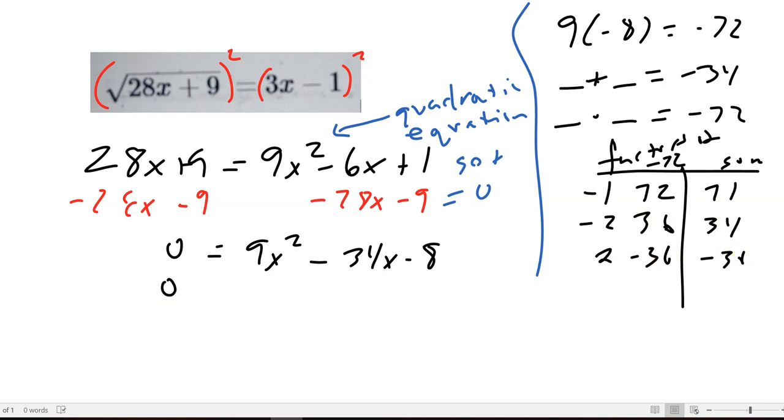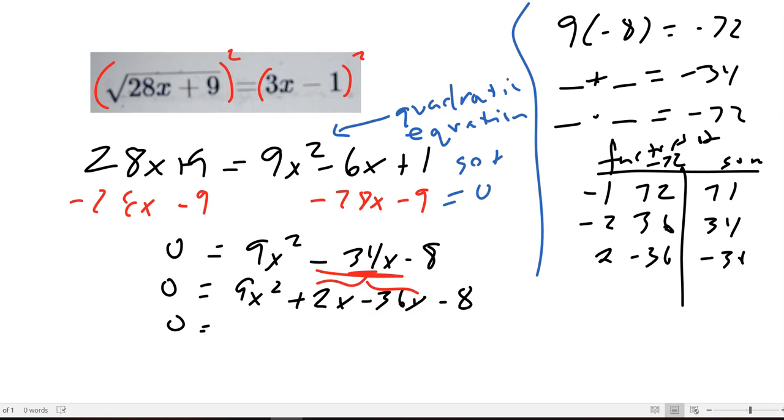So I'm going to take the middle term, rewrite that as plus 2x minus 36x. So note, I just took this and rewrote it. If you combine your like terms, you're going to get what you started with back there.